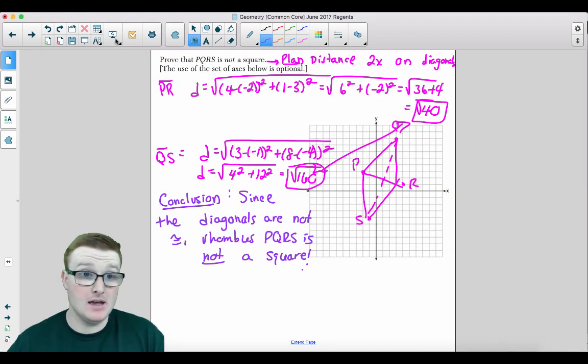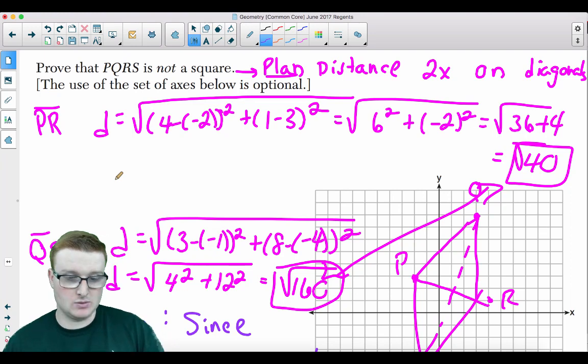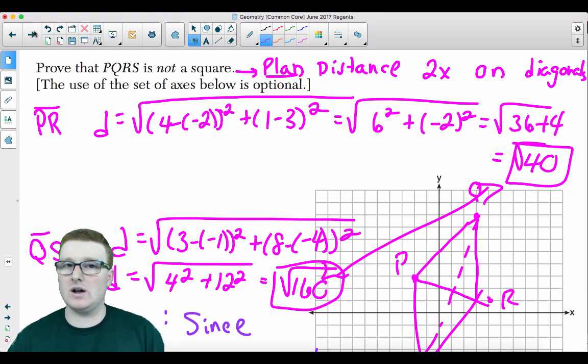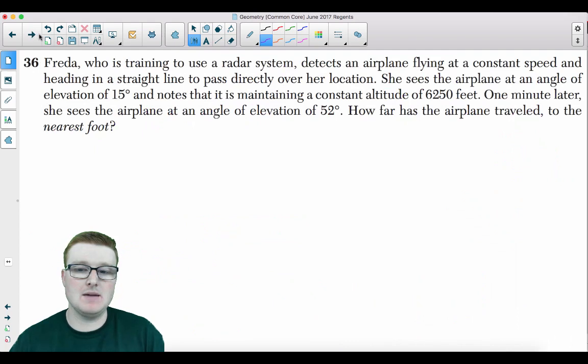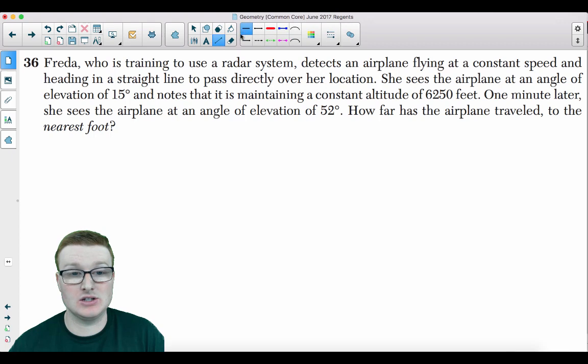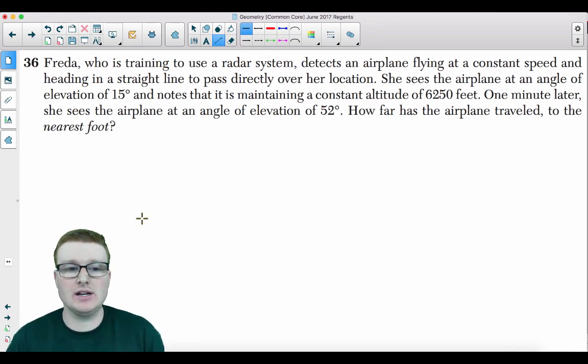Honestly, not too bad. So now what we're going to do is we are going to talk about the final question of this exam, which had a lot of people kind of upset about this. This is Frida, and Frida is probably in air traffic control. Let me read you the question and explain what is going on. Frida, who is training to use a radar system, detects an airplane flying at a constant speed and heading in a straight line to pass directly over her location. She sees the airplane at an angle of elevation of 15 degrees and notes that it is maintaining a constant altitude of 6,250 feet.